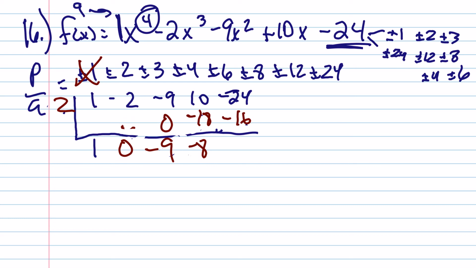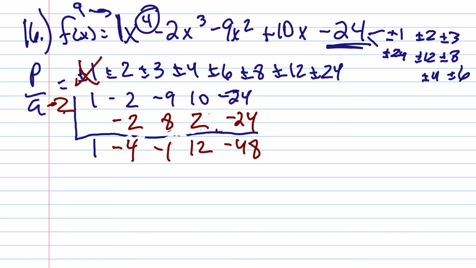So now I try negative 2. I get negative 2, negative 4, I get positive 8, negative 1, 2, 12, negative 24, which gives me negative 48. Even though they match, remember they're going to be opposite signs. So 2 is not going to work.